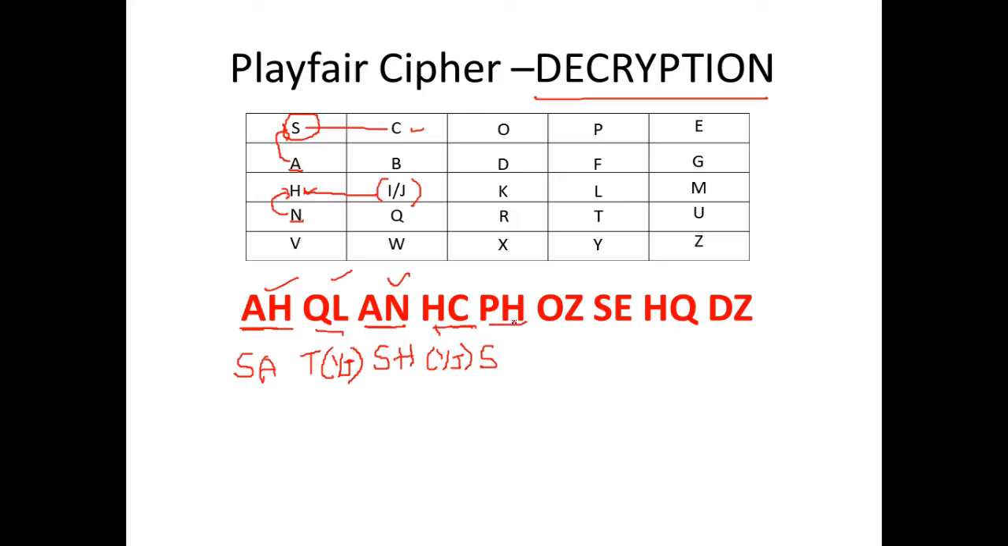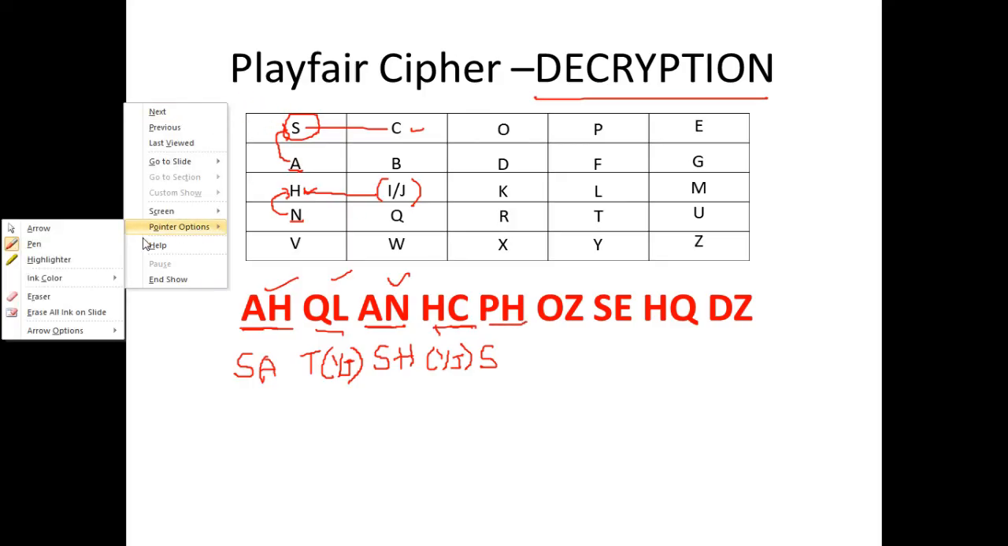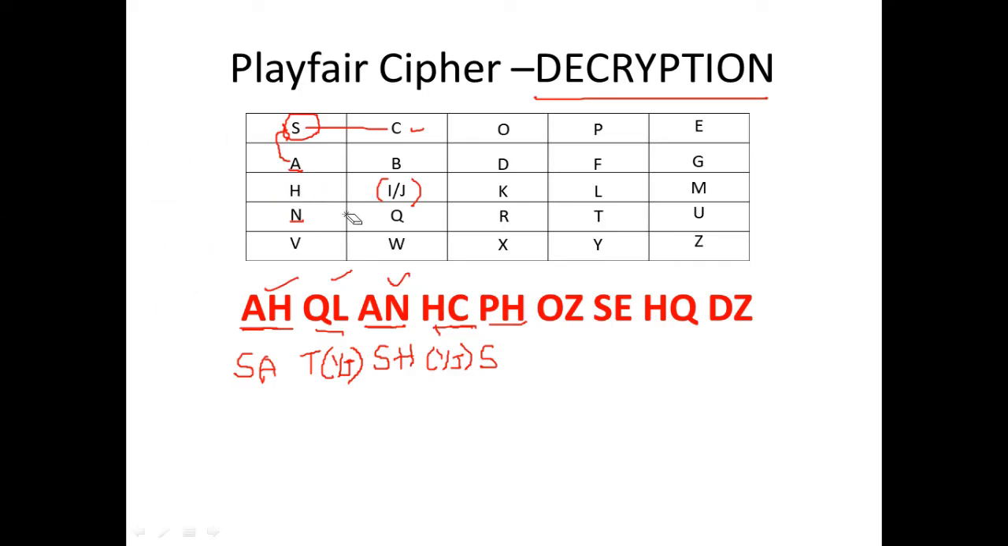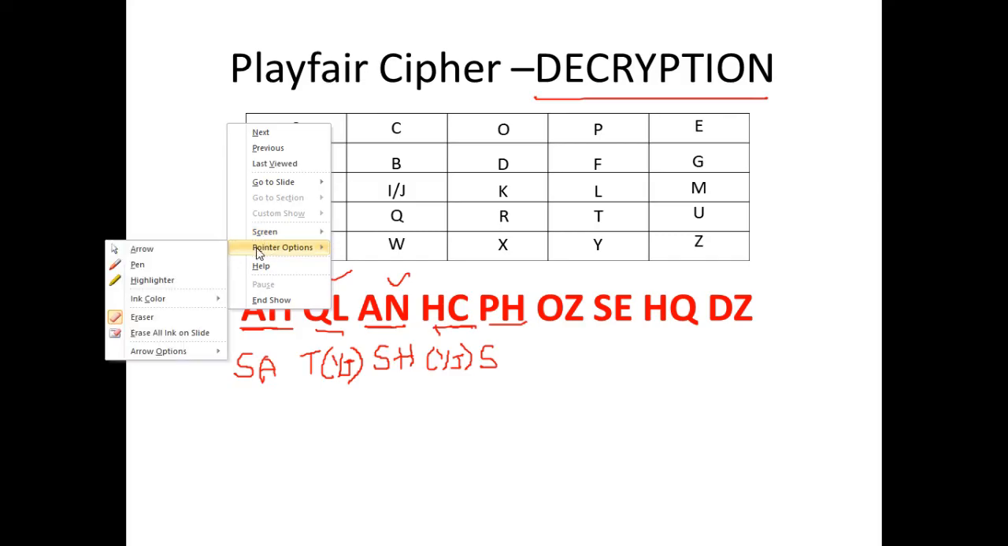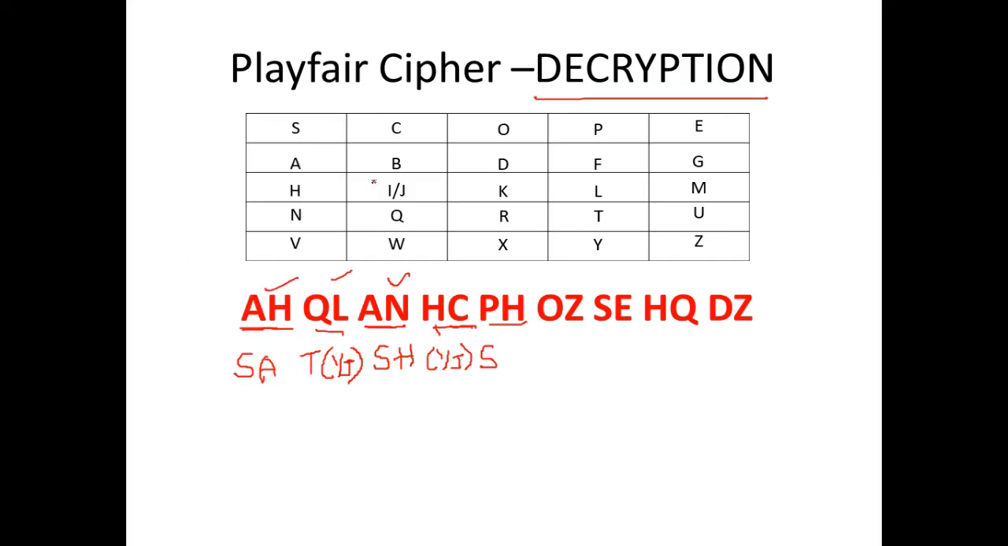What is PH? Let me go and erase this. So P is here, H is here. How P meets H? So you see here, S is the intersection of P and H. So you just give S for P, and for H, the intersection of H and P is L. So we can give L.